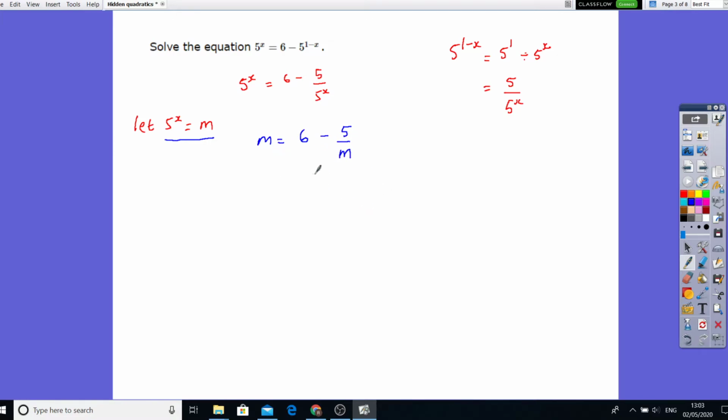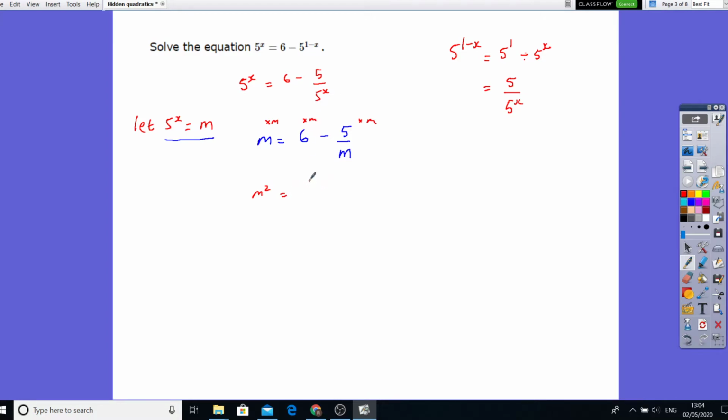Now when you see something like this, straight away you want to get rid of the fraction. And to get rid of the fraction, you should just simply multiply everything by the denominator, in this case m. So every element gets times by m. So straight away m times m is going to give me m squared.